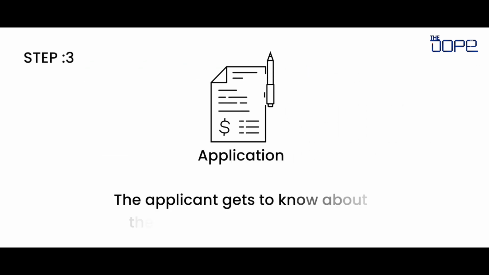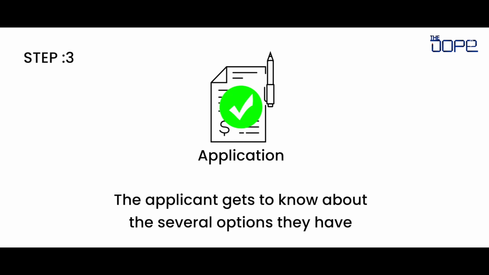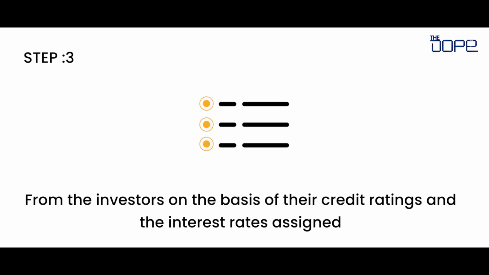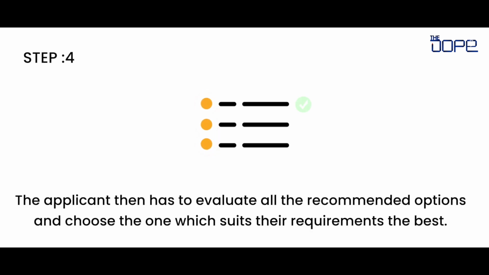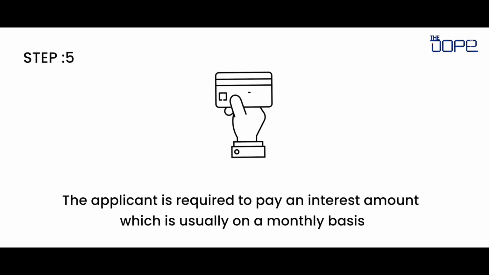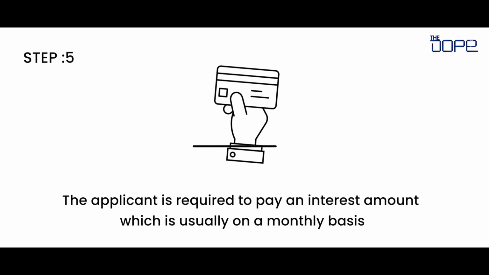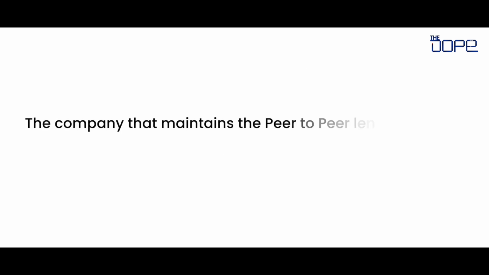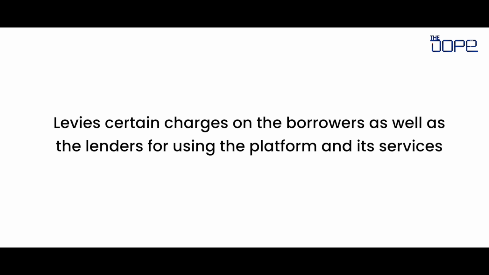After the application receives approval, the applicant gets to know about the several options that they have from the investors on the basis of their credit ratings and the interest rates assigned. The applicant then has to evaluate all the recommended options and choose the one which suits their requirements the best. After everything is done, the applicant is required to pay an interest amount, which is usually on a monthly basis, and the principal amount at the time of maturity. The company that maintains the peer-to-peer lending platform levies certain charges on the borrowers as well as the lenders for using the platform and its services.